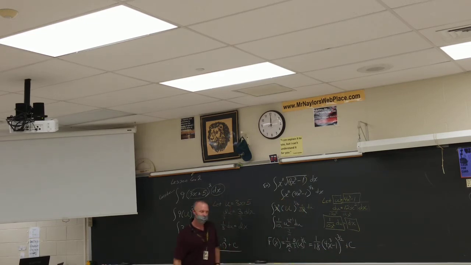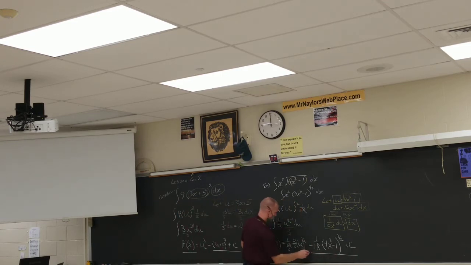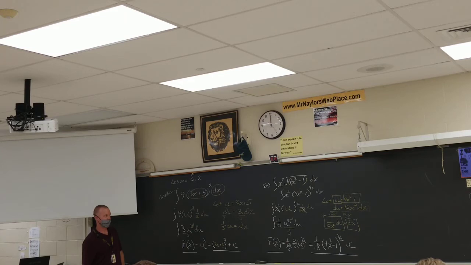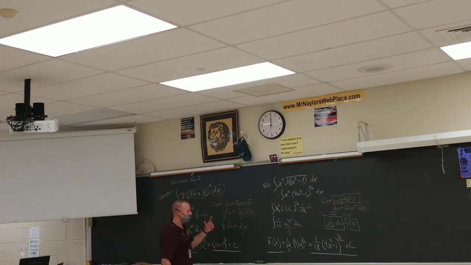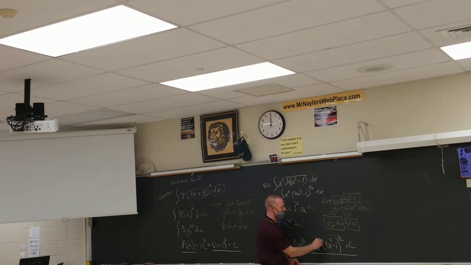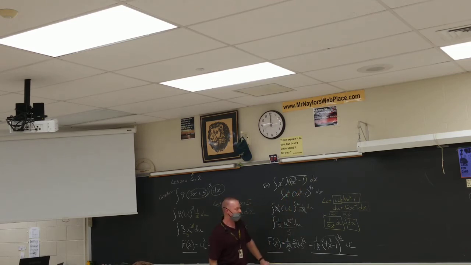So I have 1/18 of (4x cubed minus 1) all to the 3/2 plus c. As I said near the end of the period, if you check your answer, if you do the derivative, if you go back to where you started, you'll see that it works.